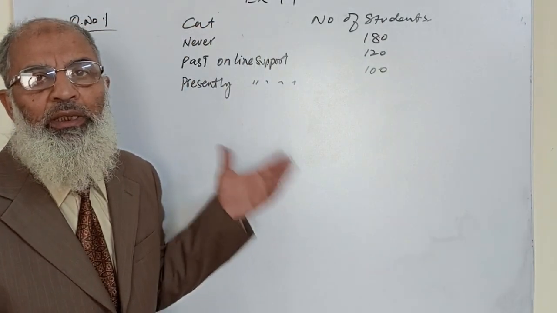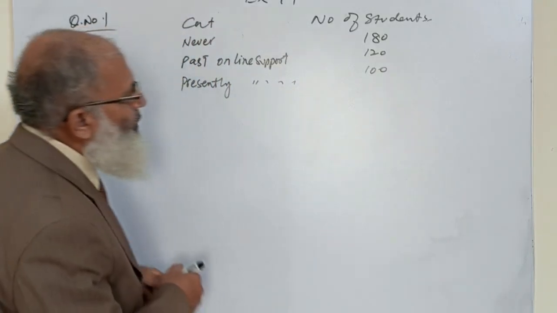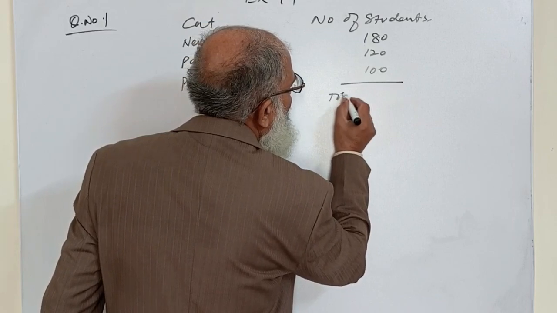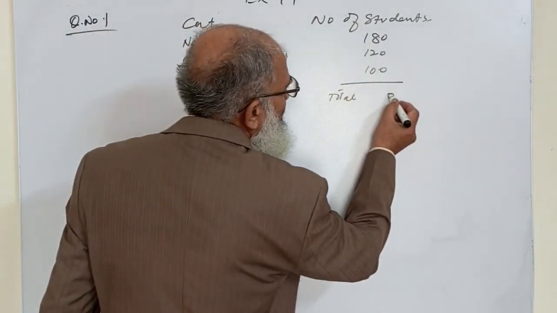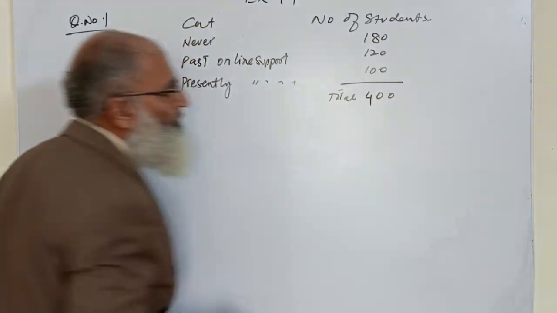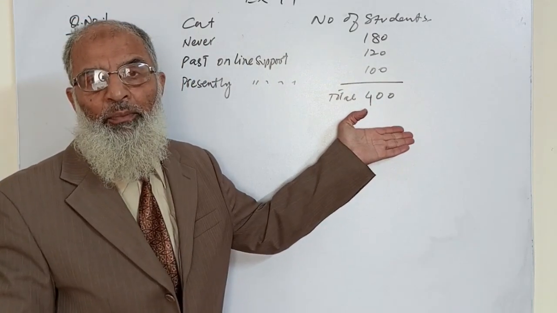Now this is the simplest form of the question which was given to you. Now it is very simple, you just add the total. What is the total here? Luckily it is again 0, and it is 400. So it has become 400 students.